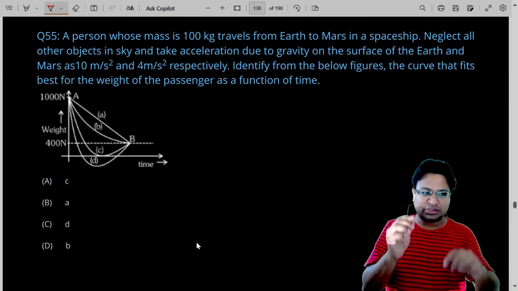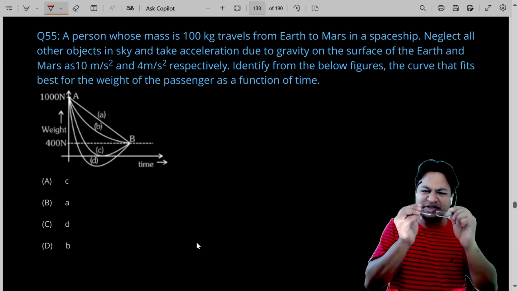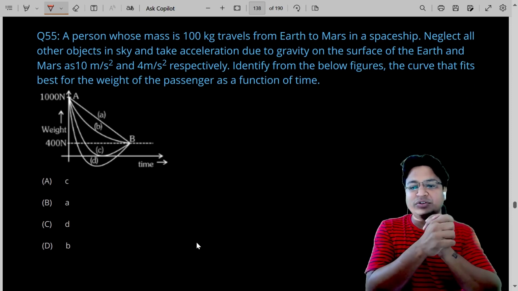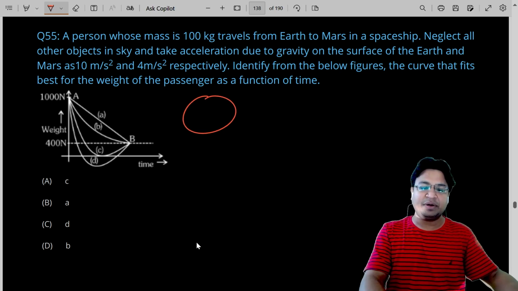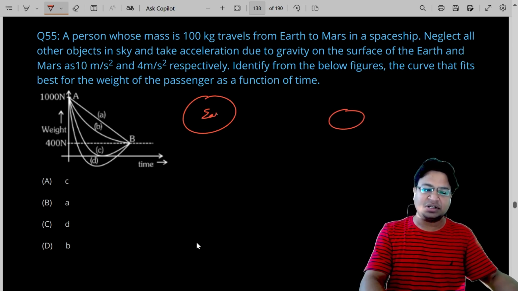Next, we move to this question. It says a person of 100 kg mass travels from Earth to Mars in a spaceship. Now, guys, the point to keep in mind here is that when you are traveling from any one planet to another planet, let's say this is Earth and you are traveling to Mars.